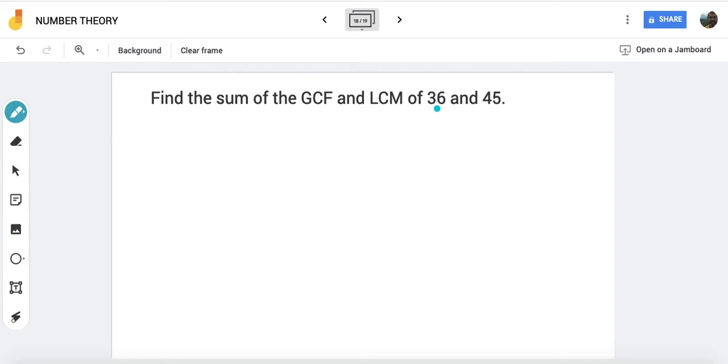So 36. 2 goes into 36 18 times. 18 is 2 times 9, and 9 is 3 and 3. So it's 2 squared times 3 squared. That's for 36. For 45, 2 doesn't go into it, but 3 does. So 3 times 15. 15 is 3 times 5. So I break it down into its prime factors.